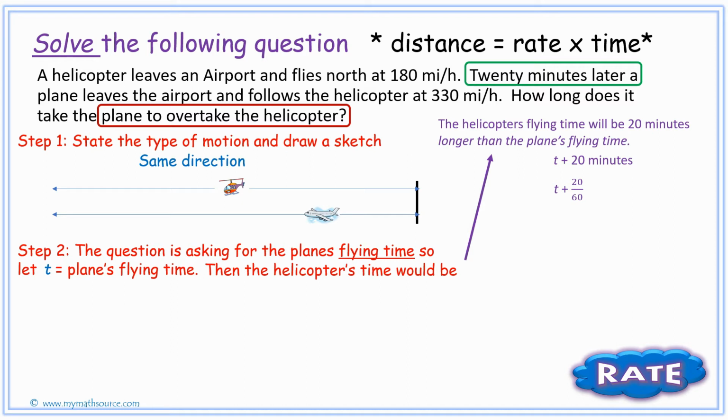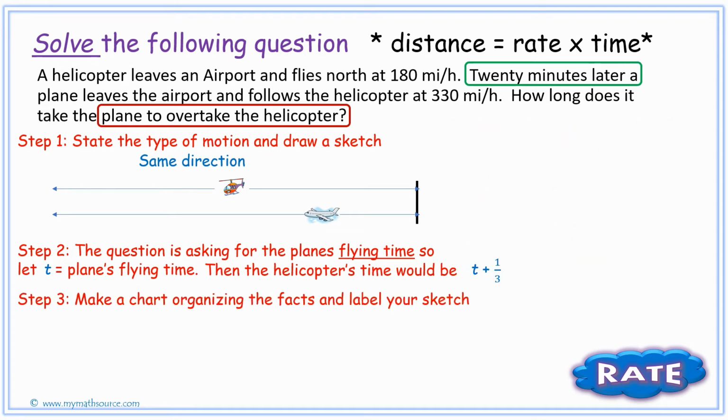Now, we want to have those 20 minutes written in hours. So we have it as 20 over 60, because there are 60 minutes in an hour. So 20 over 60 represents a fraction of that hour. If we reduce that to 2 over 6 by dividing by 10 on the numerator and the denominator, we can reduce it even further to 1/3. And so t plus a third hour represents the helicopter's flying time. So now we can go about with our next step.